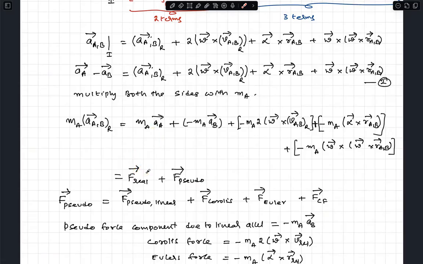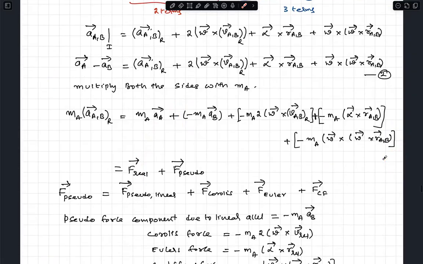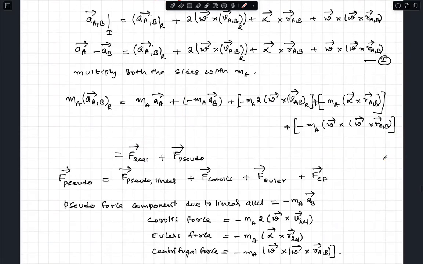Why are you looking at me seriously? Mass times acceleration is the net force in an inertial frame. Newton's second law is strictly applicable in inertial frame. So this is the real force. All this nonsense is pseudo force. The pseudo force contains four terms.